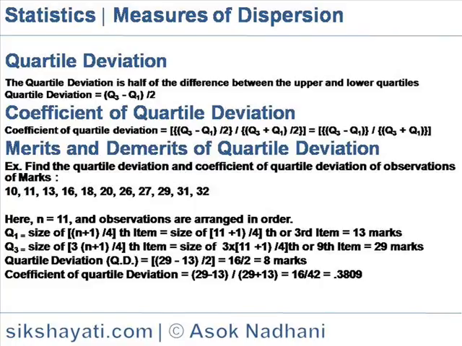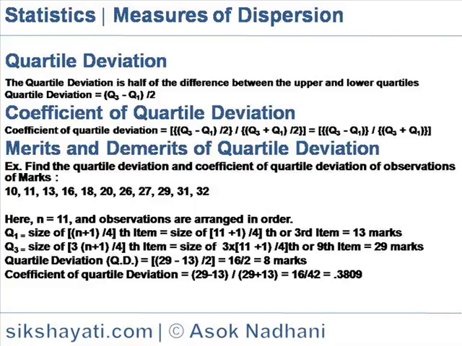Coefficient of quartile deviation. Quartile deviation is an absolute measure of dispersion. If it is divided by the average value of the two quartiles, we find the coefficient of quartile deviation, a relative measure of dispersion. Coefficient of quartile deviation is equal to ((Q3 - Q1)/2) divided by ((Q3 + Q1)/2), which is equal to (Q3 - Q1)/(Q3 + Q1).